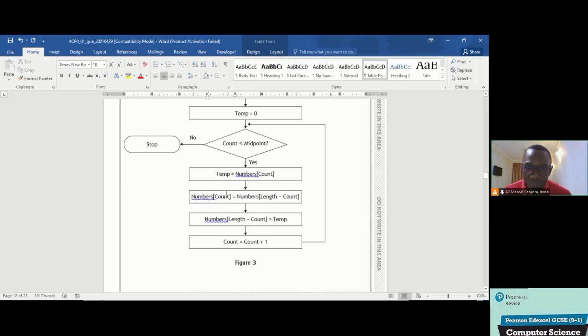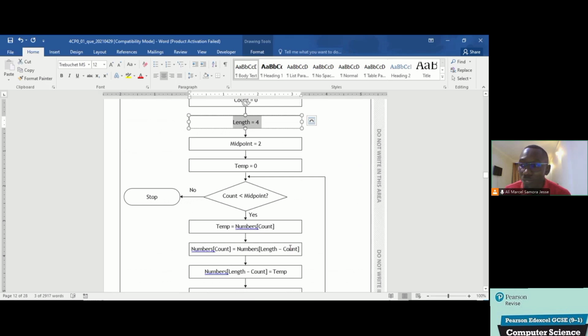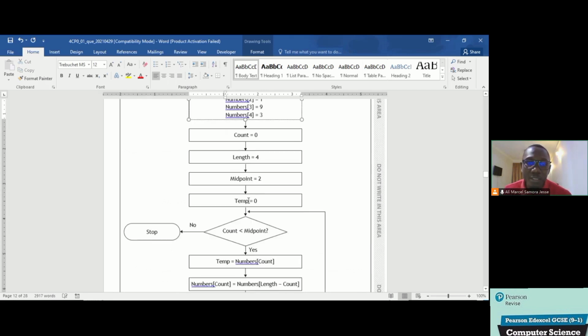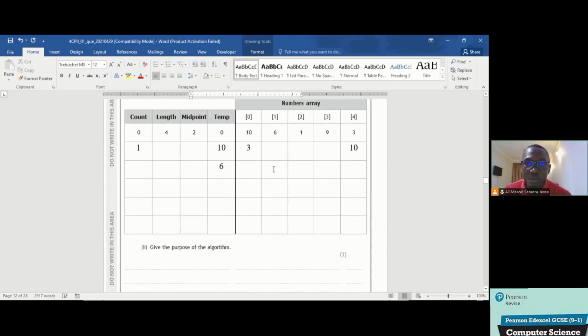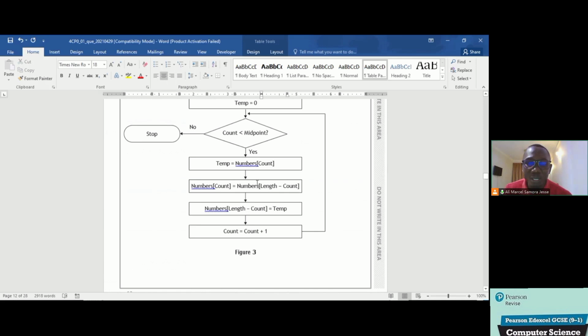Number count, remember count is 1, equals number length, which is 4, minus count, which is 1. So 4 minus 1, that is 3. So when you check on 3, you get 9. Where do we put this 9? It's supposed to be on number count, but under count 1. So when you trace it on the trace table, you put it here. The reason why we put it under 1 is that the count had been traced to be 1 from 0. I hope that's clear.